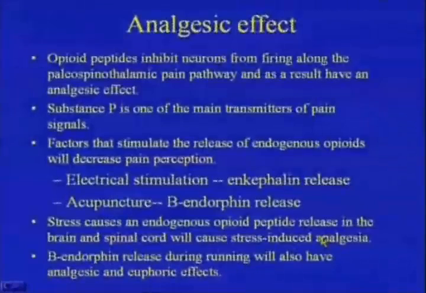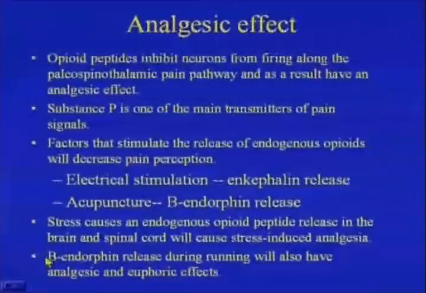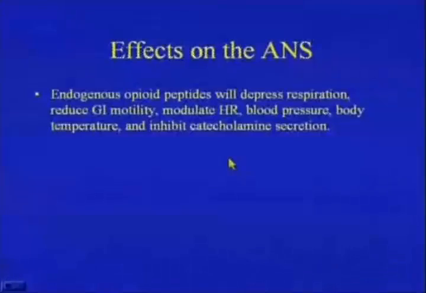So if you were really stressed, survival is severely threatened. You want to be able to take a little bit of pain so that you can escape as you switch from fight to flight, or whether you're going to fight and then try to flight as well, or survive to reproduce. You know how it is. So the beta endorphin release during running will also have analgesic and euphoric effects. There's another figure in the text that we won't take time to look at that compares a couple of runners and their plasma levels of beta endorphin.